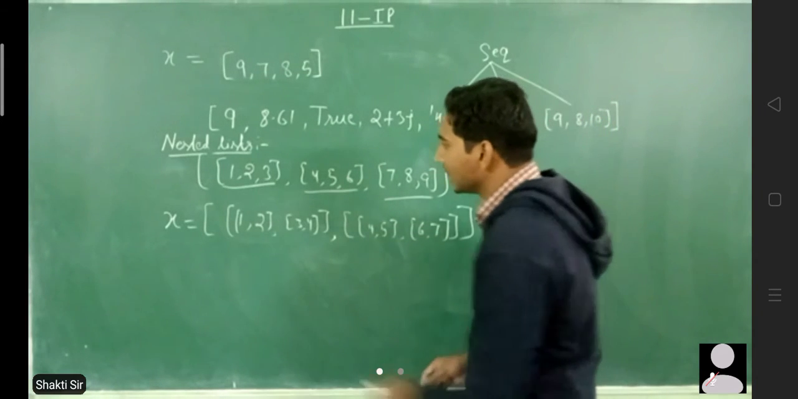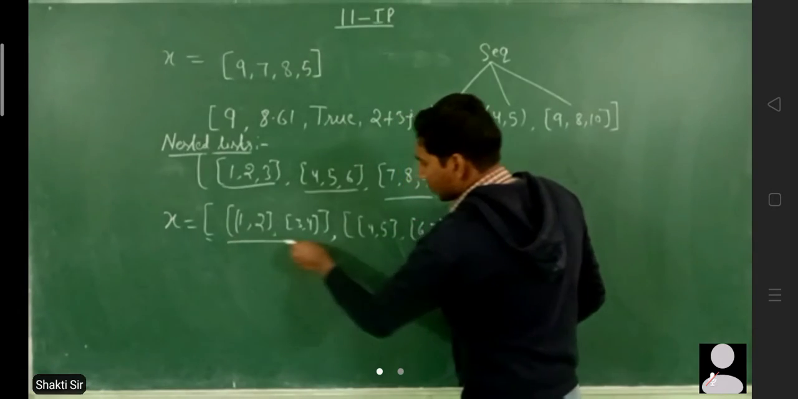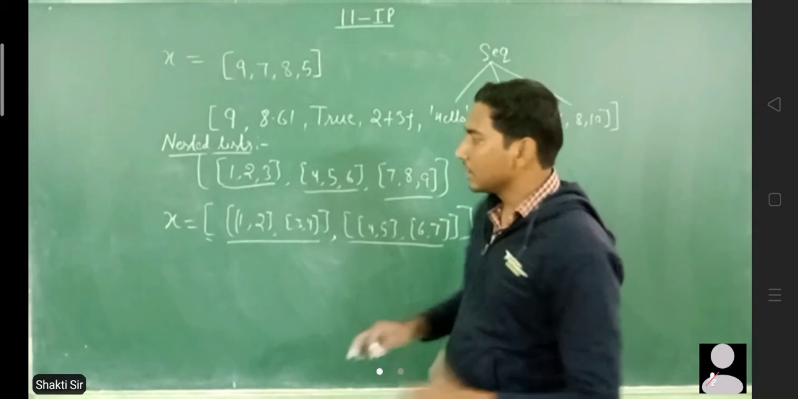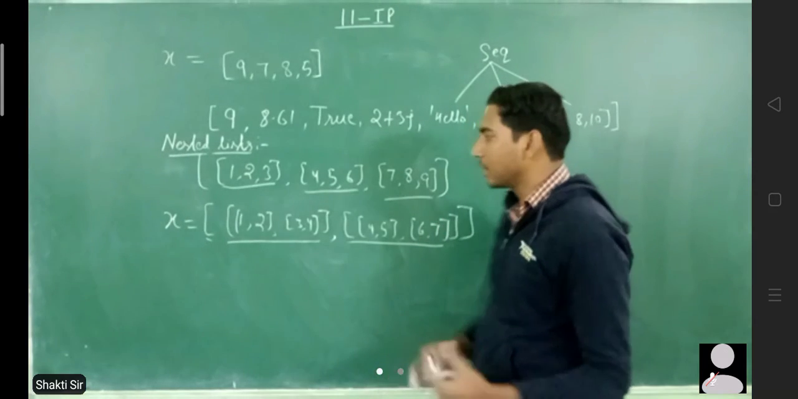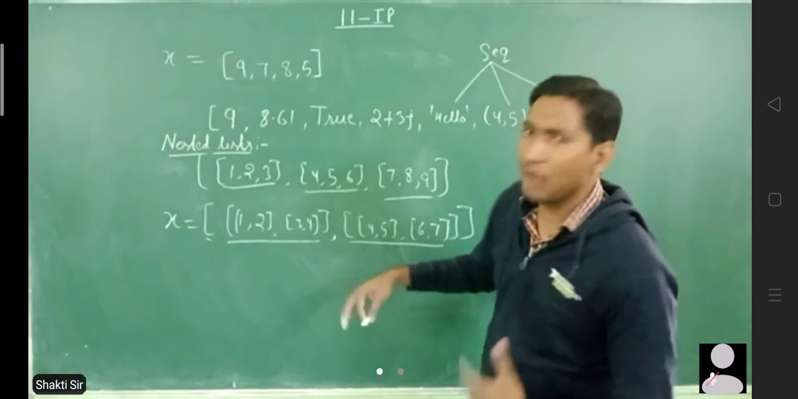You can see that this is our outer list, and inside that list we have 2 items. One is this and another is this. So in the outermost list we have 2 items. Each item is itself a list.